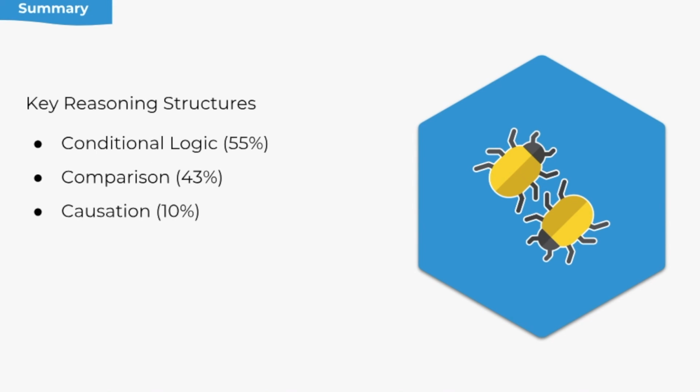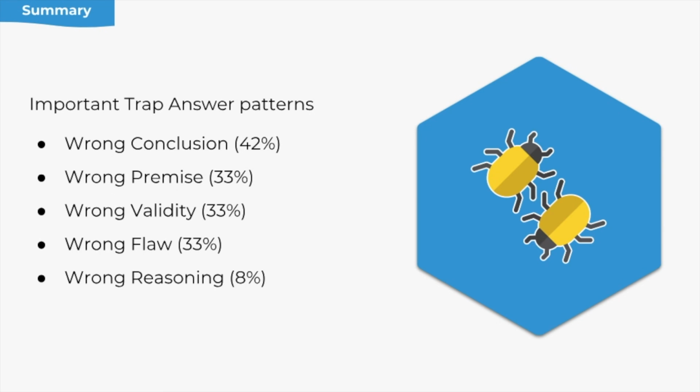The important reasoning structures to pay attention to on parallel flaw questions are conditional logic. 55% of parallel flaw questions are built on conditional logic. 43% are built on comparative reasoning structures, and 10% are built on causal reasoning structures. And the important traps to pay attention to: wrong conclusion, meaning there's a structural mismatch there. 42% of them simply have the wrong conclusion, making it a really important place to check. 33% have the wrong premise. 33% have the wrong validity. 33% have the wrong type of flaw, and 8% simply have the wrong reasoning structure altogether.